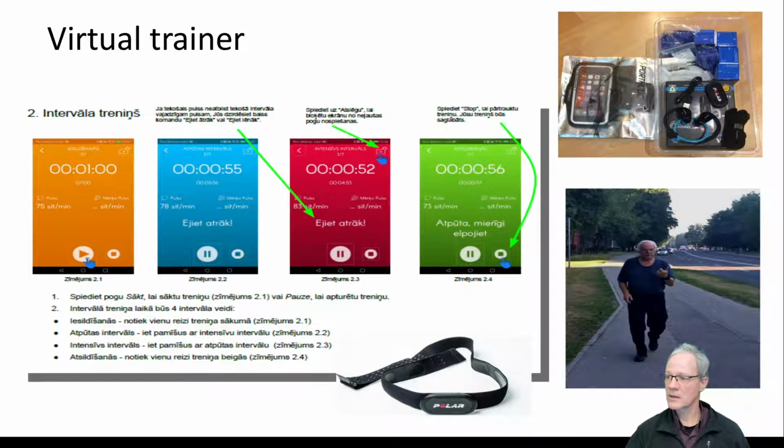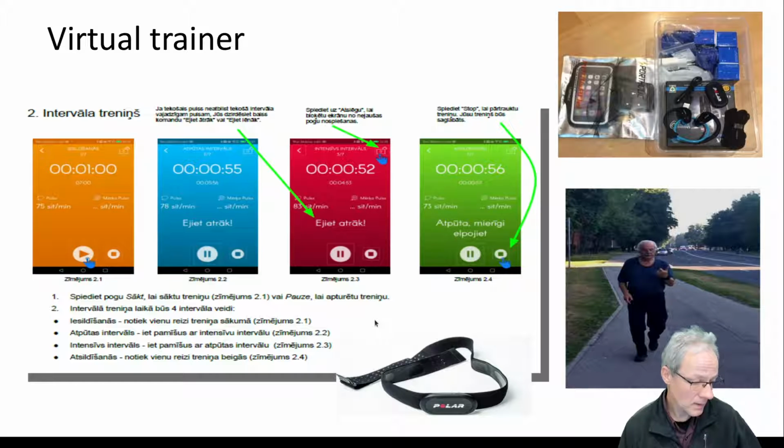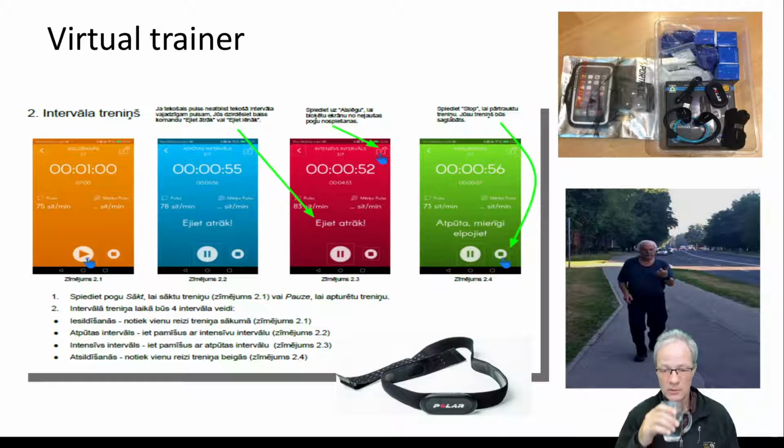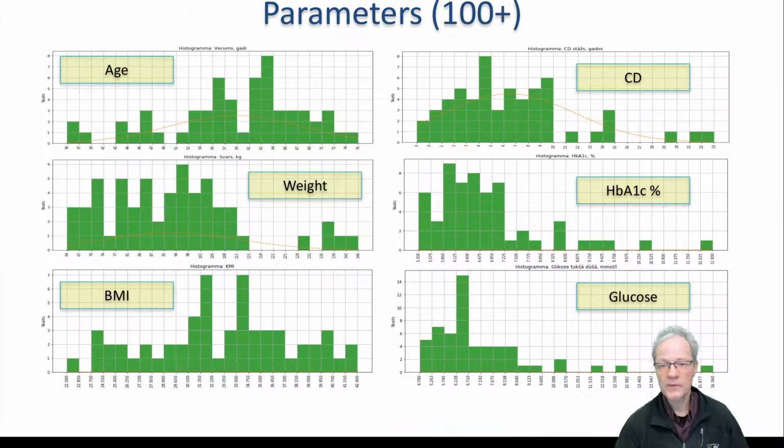So there is text in Latvian, because this is just a screenshot from the instruction that people would get. They would get a complete set of a blood glucose meter and the smartphone and the sensor, the belt sensor. They would also get the account on this particular smartphone, so that the data could be downloaded in real time to the cloud and eventually analyzed. All right.